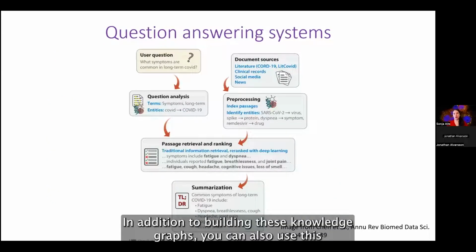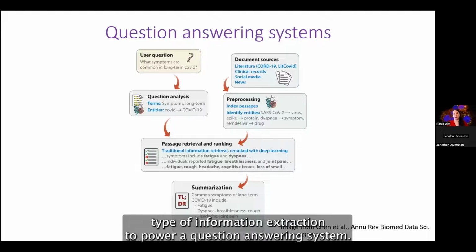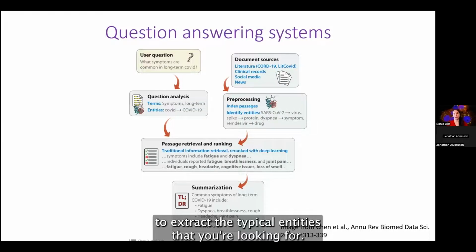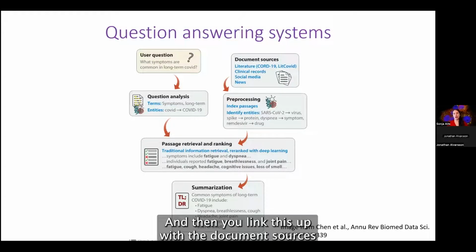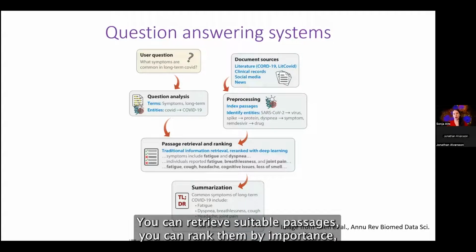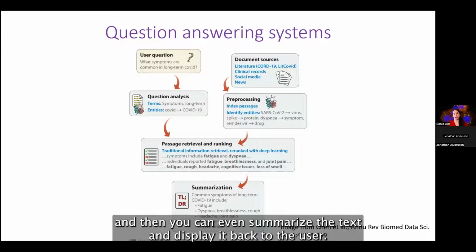In addition to building these knowledge graphs, you can also use this type of information extraction to power a question answering system. So there you have a user question, which is then analyzed by an NLP system to extract the typical entities that you're looking for. And then you link this up with the document sources that match this type of question. You can retrieve suitable passages, you can rank them by importance, and then you can even summarize the text and display it back to the user.